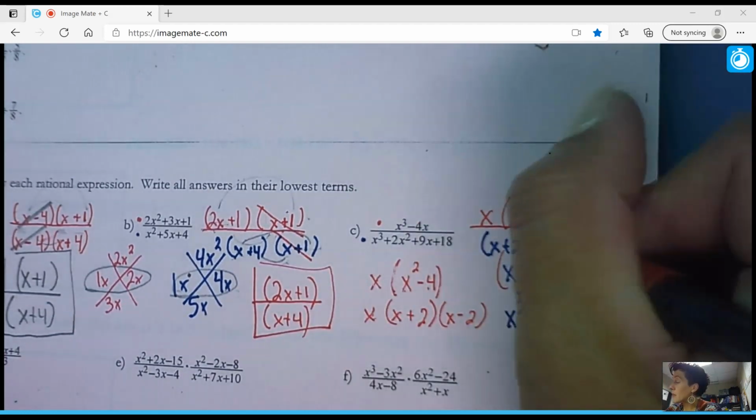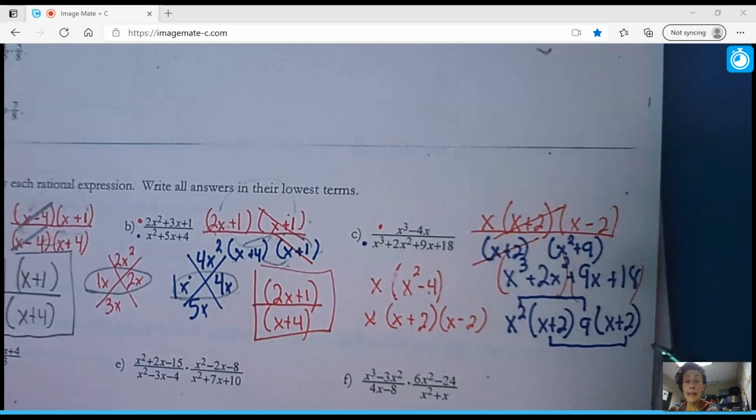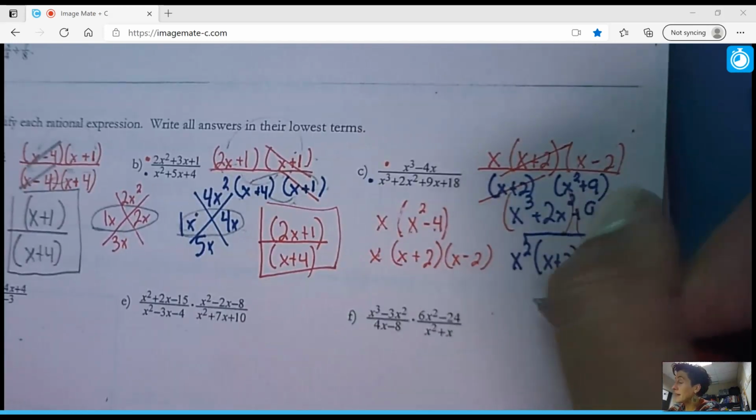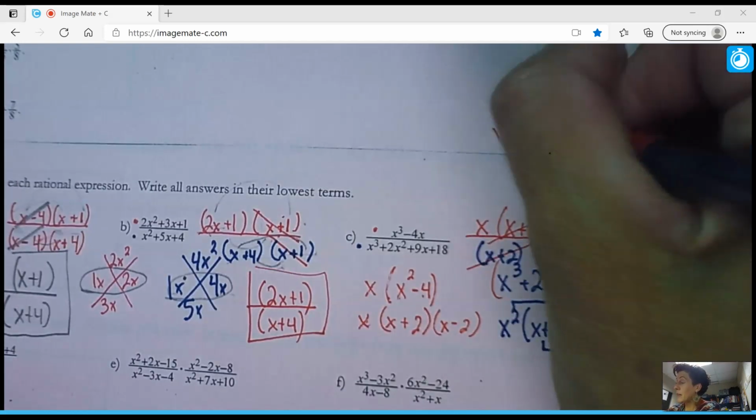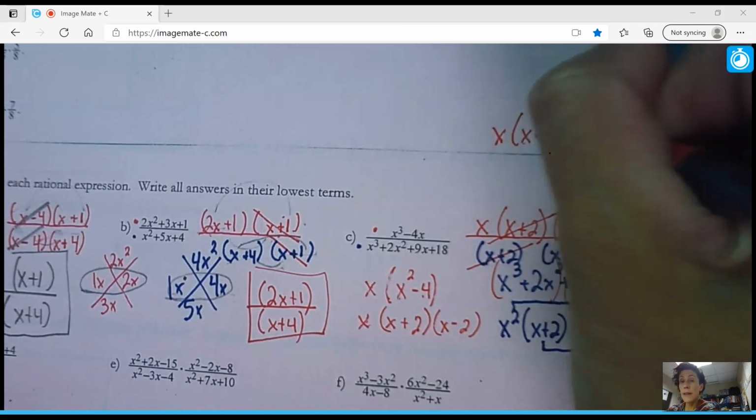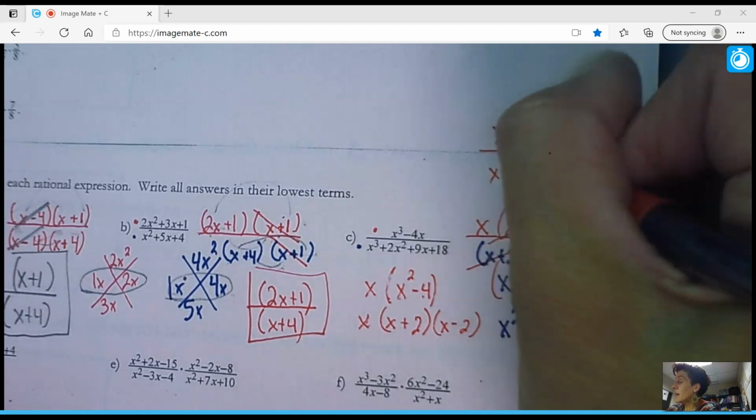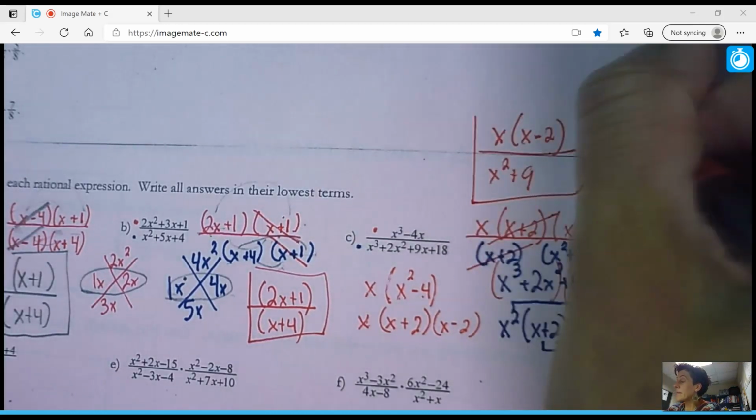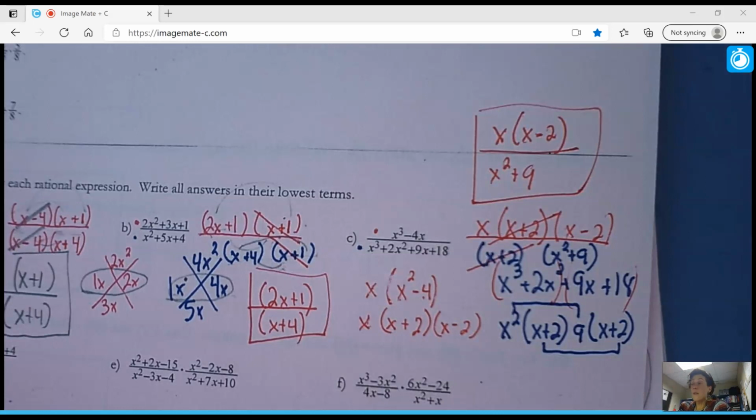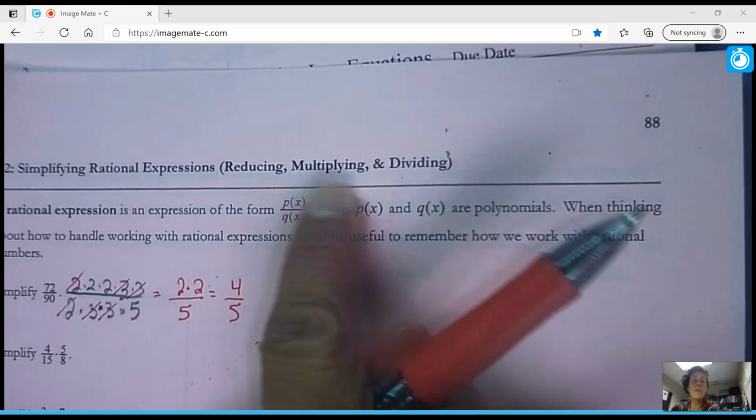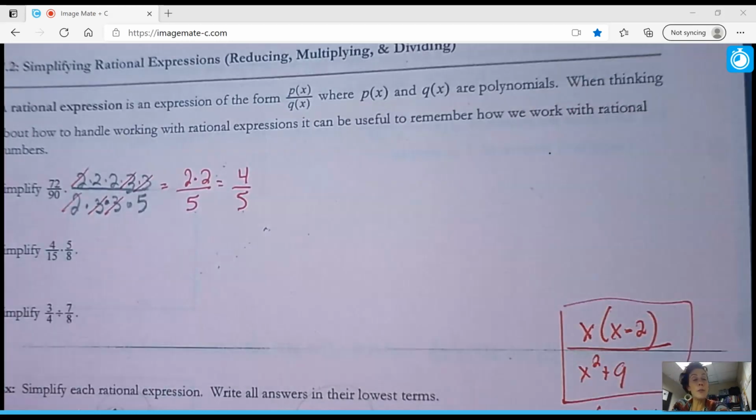And then between the numerator and denominator, I can cancel out an x plus 2. And when I'm done, I'm going to put my answer up here. In the numerator, I have x with x minus 2. And in my denominator, I kept an x squared plus 9. So that is the video for just the simplifying. What it means up here is the reducing. So the next video will tie in for multiplying and dividing.